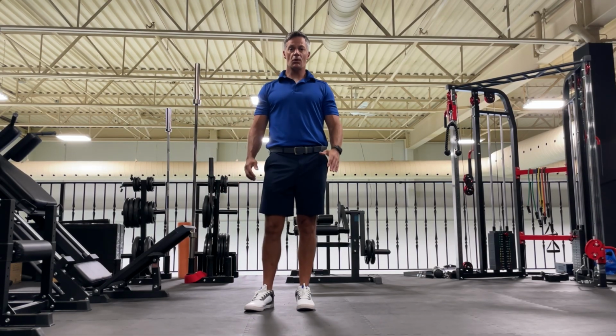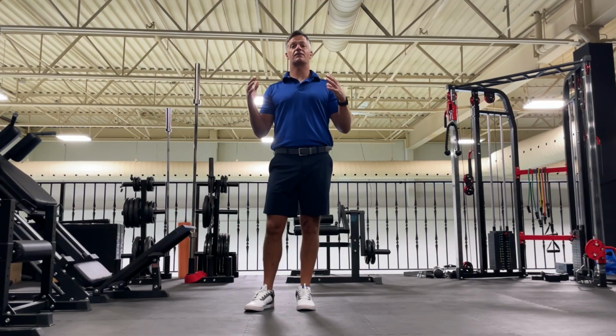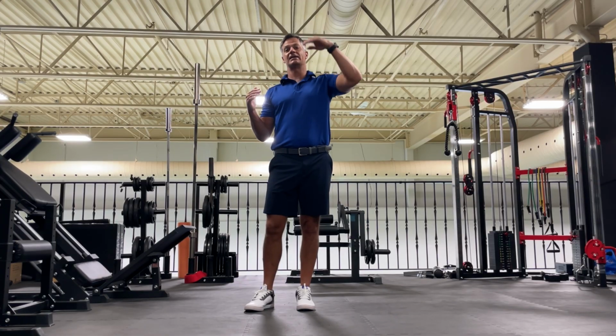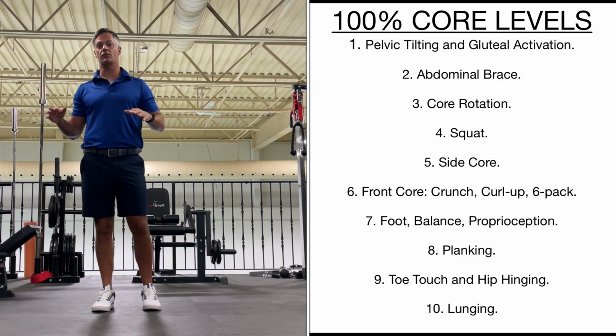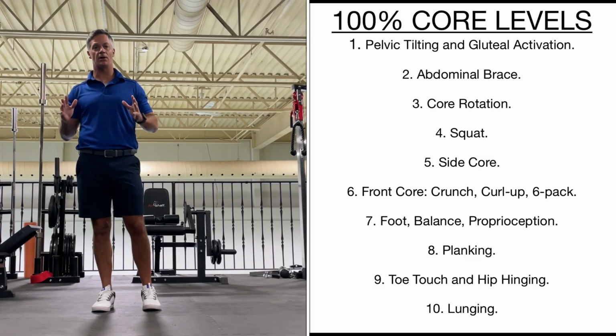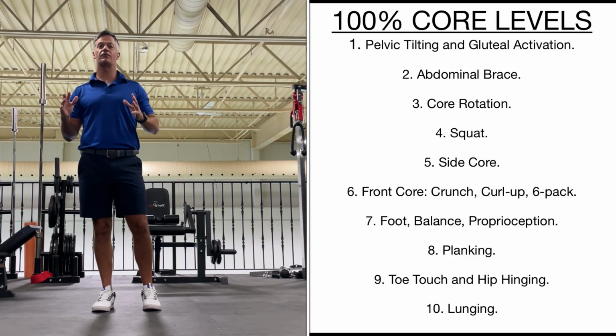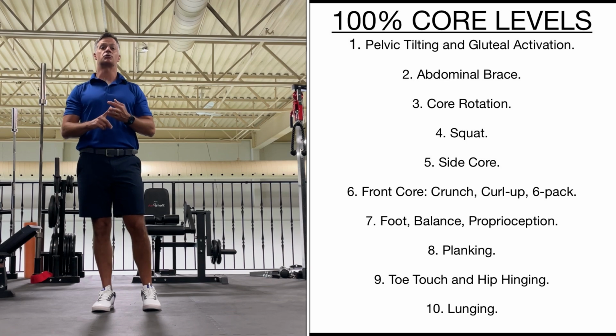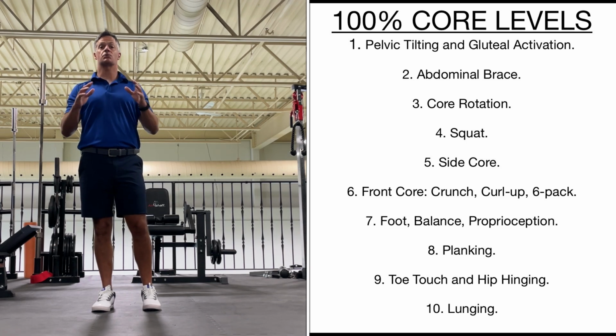So we're going to once again think of the core as a 10-level building. We're going to start at the ground floor. We're going to start with the most primary of movements that we need from the core for mobility, stability, control, power, endurance. We're going to go through them all.